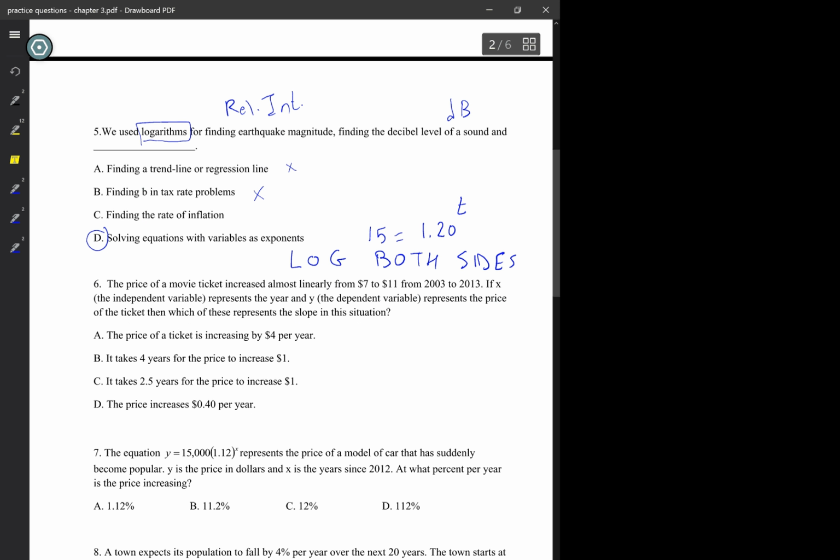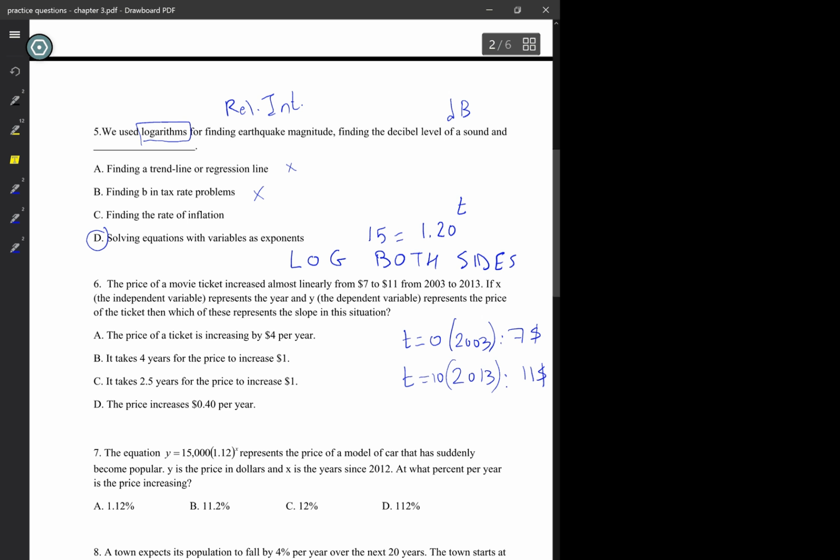Moving on, the price of a movie ticket increased almost linearly from 7 to 11. So I have one point in time, which I don't know when, actually I know one from 2003. So at t equals 0, meaning 2003, the price is $7. And then in 2013, which is 10 years after 2003, the price is $11. So it increased basically $4 in 10 years.